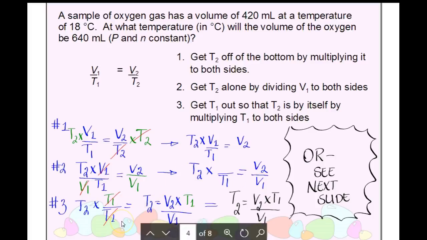Now, what we need to do again is to get this T2 alone. So in order to get this T2 alone, we're going to take the T1 and remove the T1. So in order to do that, we're going to put the T1 in this blank space that we left here. So T1 divided by T1, they can cancel out. Whatever we did to this side, we have to do to this side. So that means we have to bring T1 over here and multiply it. And what we're going to get is, for our formula, T2 equals V2 times T1 divided by V1. All right, this is the formula that we're going to have to work with.